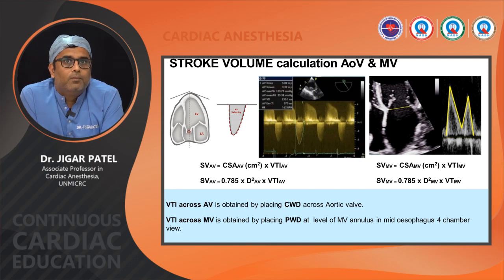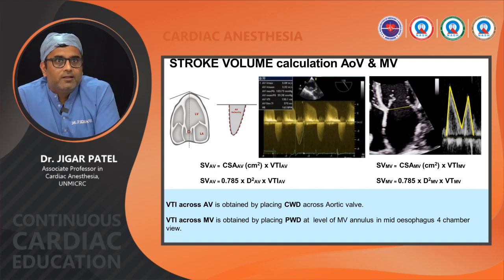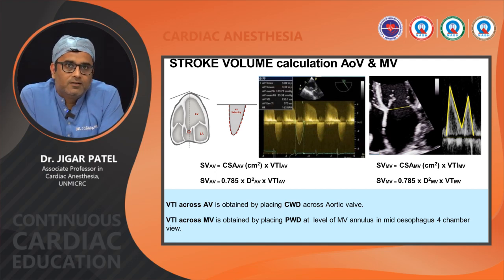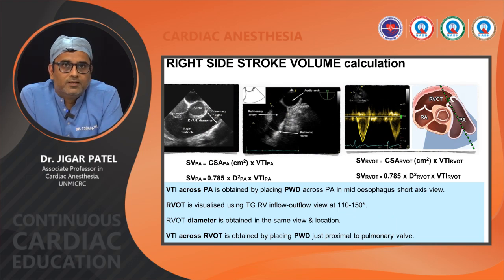Now to measure the stroke volume of the aortic valve and mitral valve, you have to measure VTI. The VTI of the aortic valve is similarly measured in the deep transgastric long axis or transgastric long axis view, by applying continuous wave Doppler or pulse wave Doppler. For VTI across the mitral valve, you have to measure in the four chamber view, and you have to profile both the E and A waves in the mid-esophagus four chamber view. After measuring VTI, you multiply it with the cross-sectional area, and you get the stroke volume across the aortic valve or mitral valve. On the right side, you can also measure stroke volume across the pulmonary artery and RVOT.